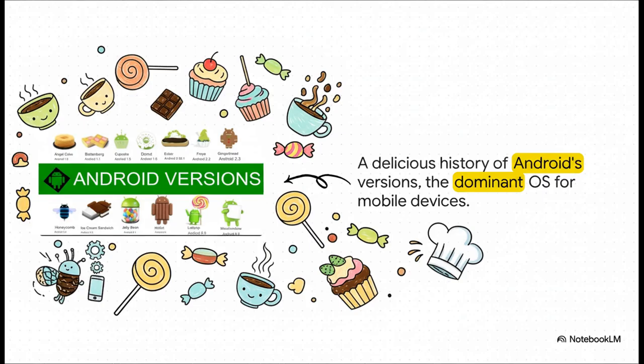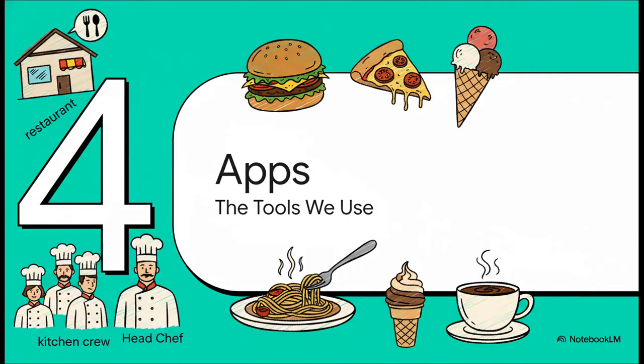Every new version has made our phones smarter and better at managing all that complex hardware we carry around in our pockets. Okay, so let's recap. We've got our restaurant, that's the hardware. We've got our kitchen crew, run by the head chef, that's the operating system. So now, let's talk about why we even came to the restaurant to begin with, the food.